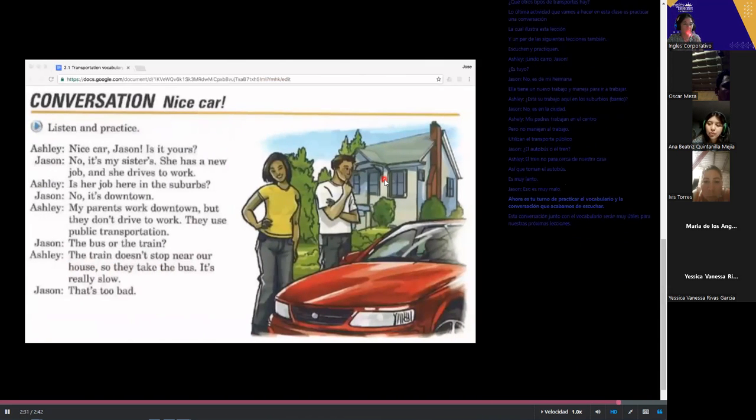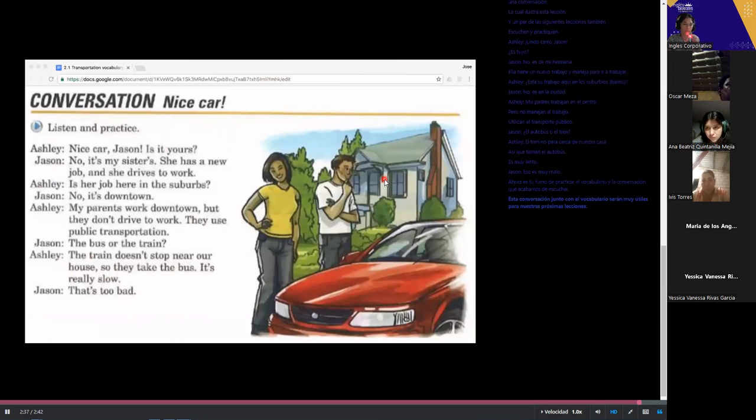Now it's your turn to practice the vocabulary and the conversation that we just heard. This conversation, along with the vocabulary, will be very useful for our next lessons.